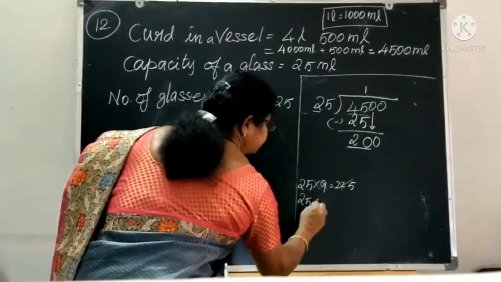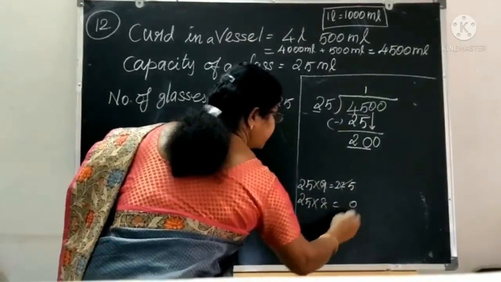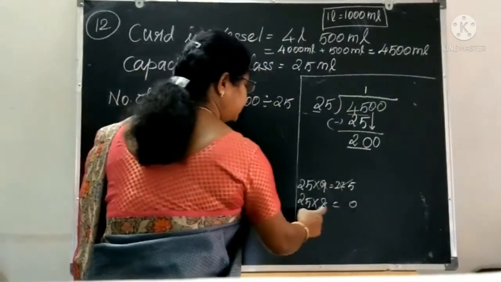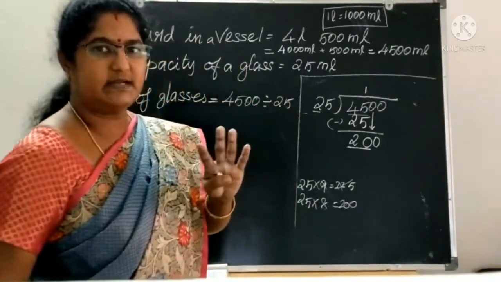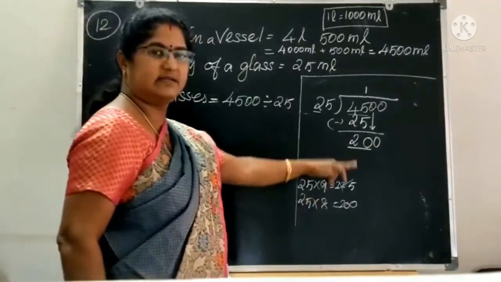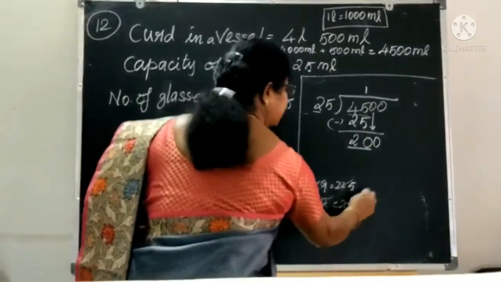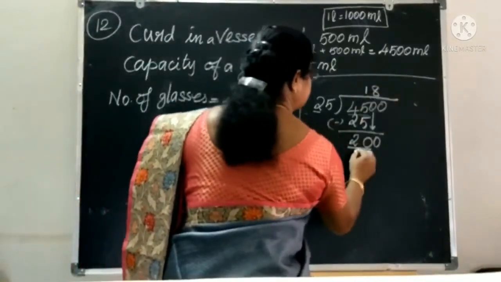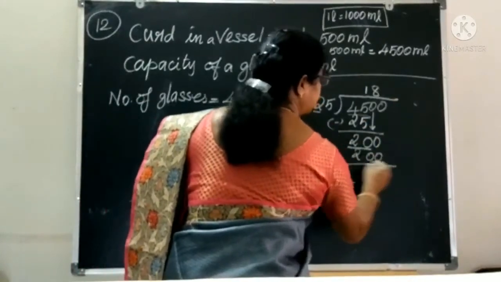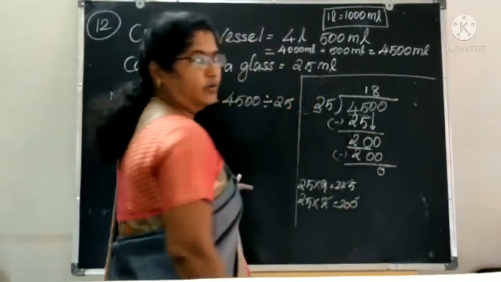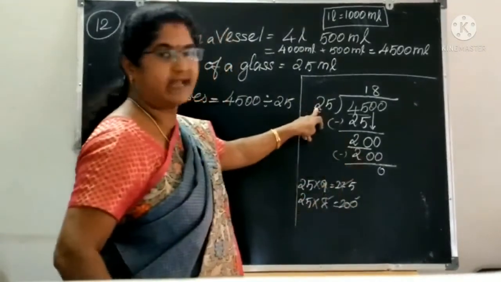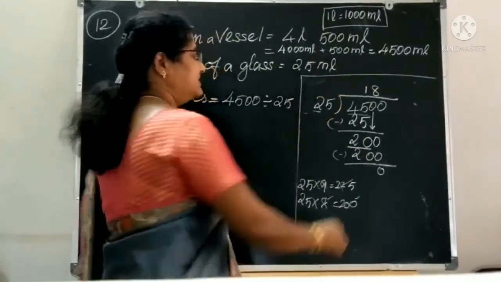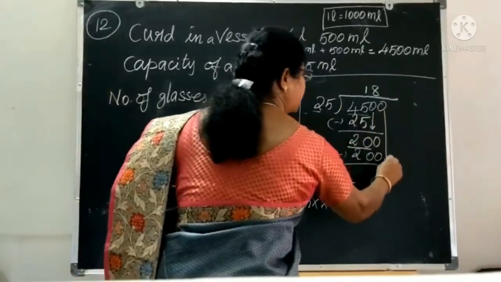8 times. 8 fives are 40, balance 4. 2 eights are 16, 16 plus 4, 20. Is correct. Okay, how many times? 8 times. 8 times is 200. Subtract, 0. So remainder 0, it's less than the divisor. Go to the next digit. Bring down this 0.